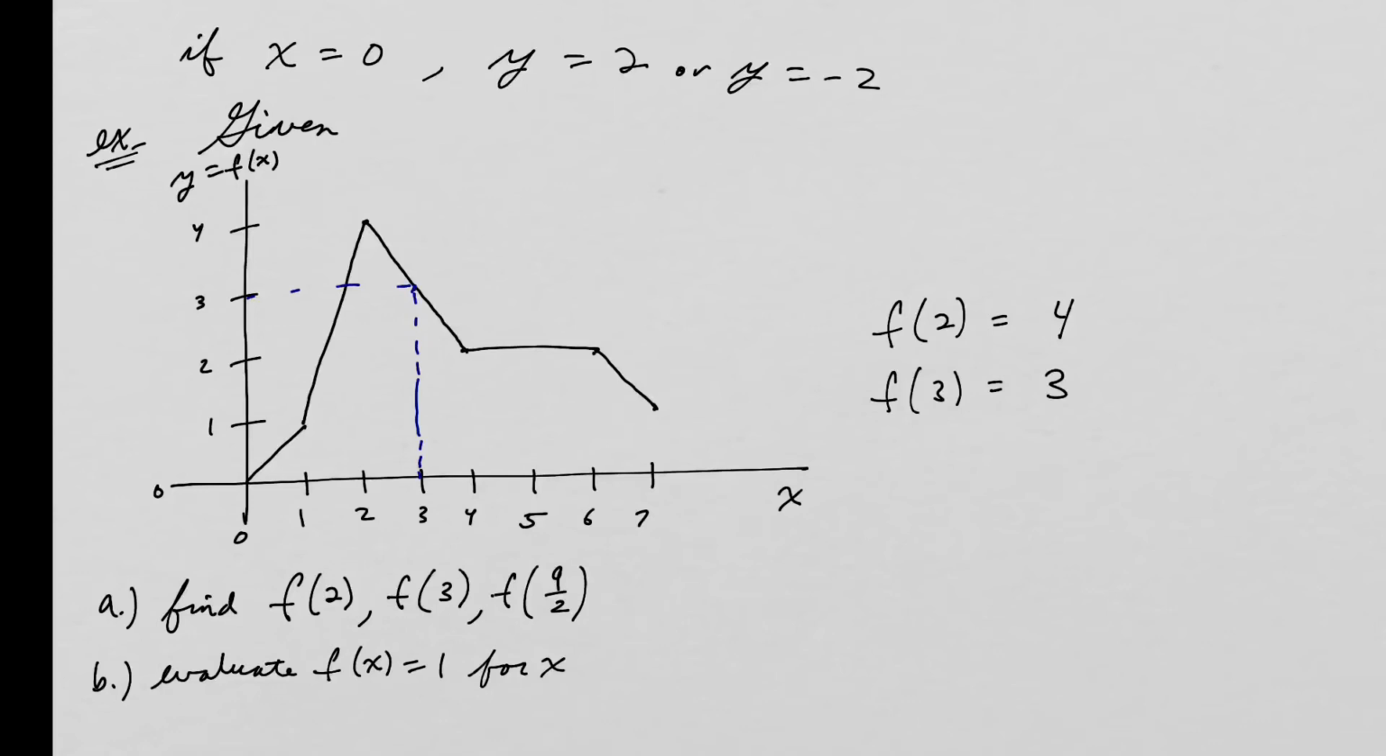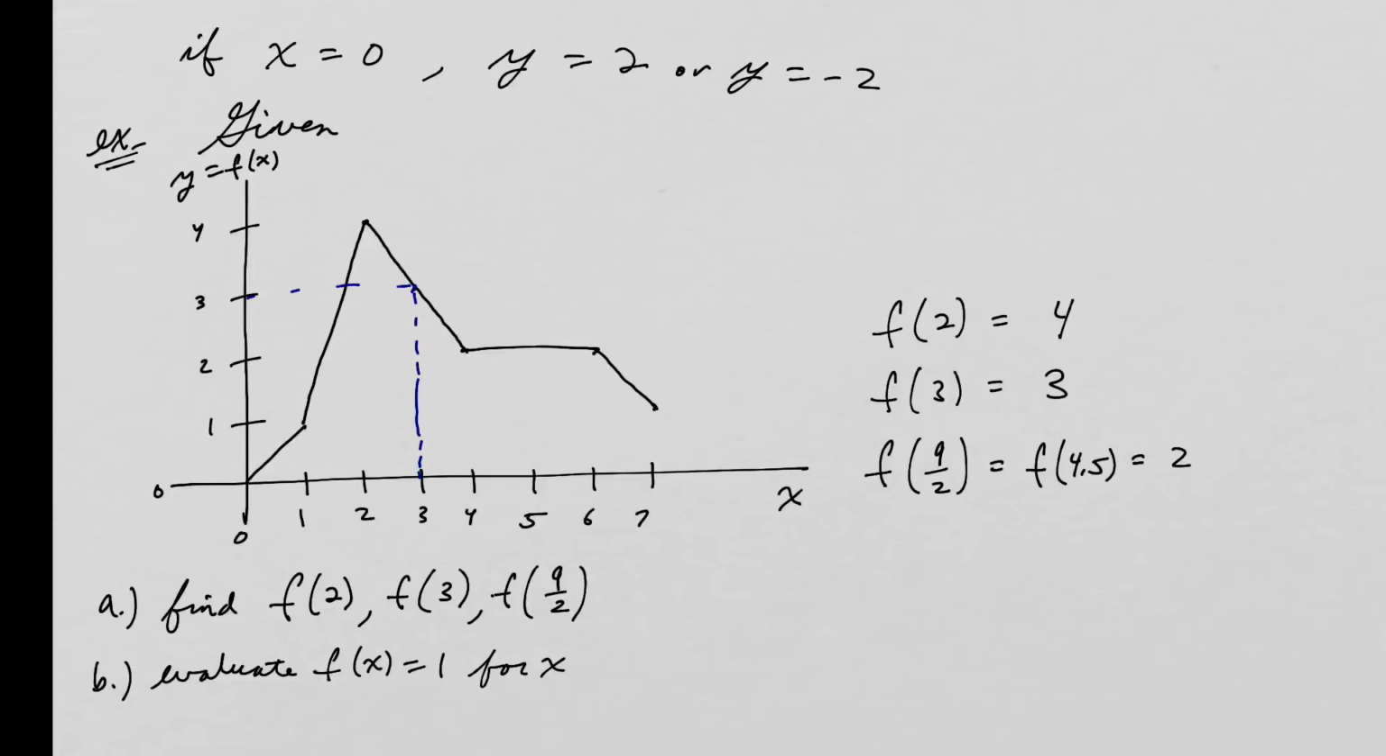What about f of 9/2? Well, 9/2 is 4.5, right? So you can write it as a decimal, f of 4.5. If the input is 4.5, what's the output? It's 2. So this is just equal to 2. In fact, if you have any input between 4 and 6, the output is going to be 2 in this case.